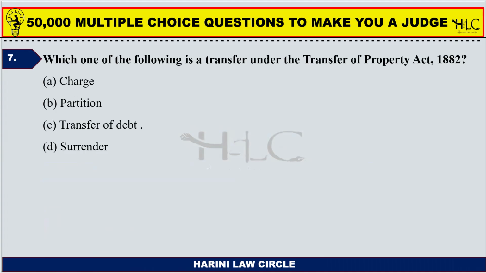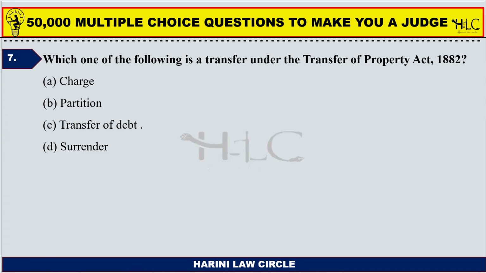Which one of the following is a transfer under the Transfer of Property Act 1882? So the Transfer of Property Act basically states what is a transfer and what is not a transfer. So charge, petition, transfer of a debt, surrender. Which one of the following is an example of a transfer? So the correct answer is option C, transfer of a debt.